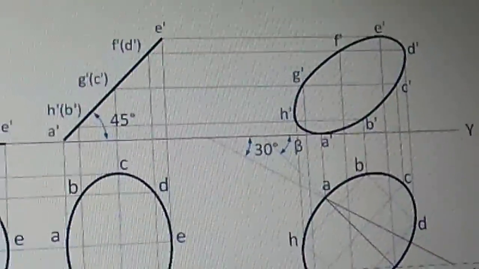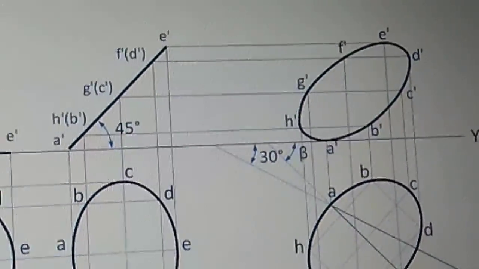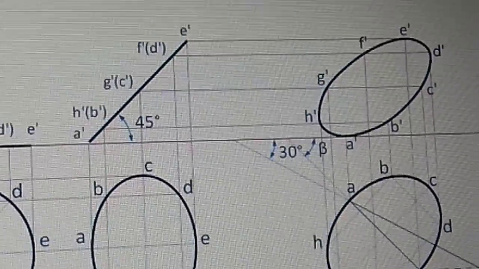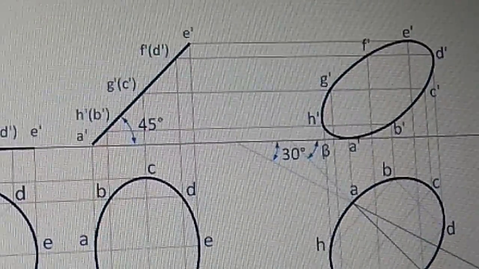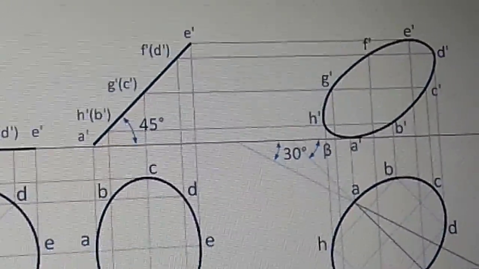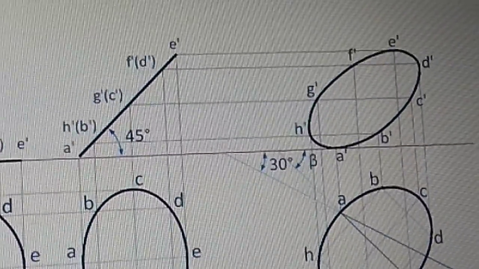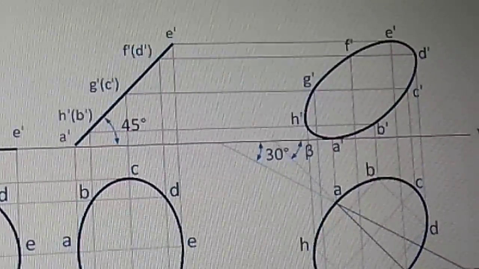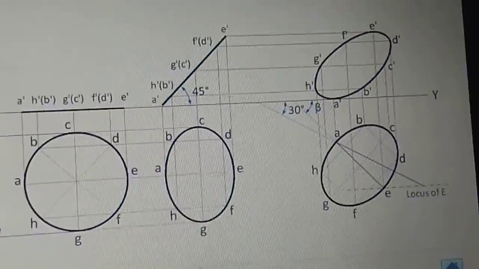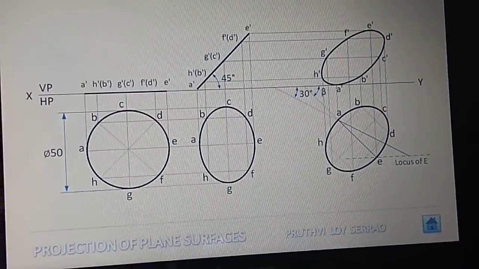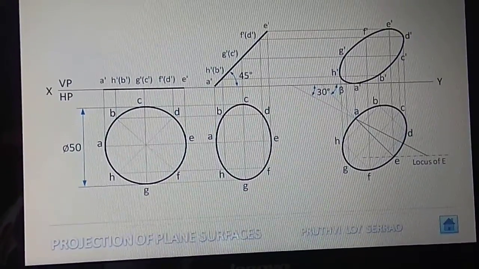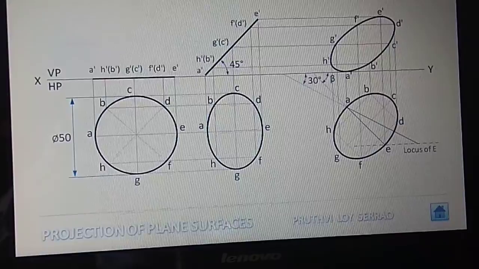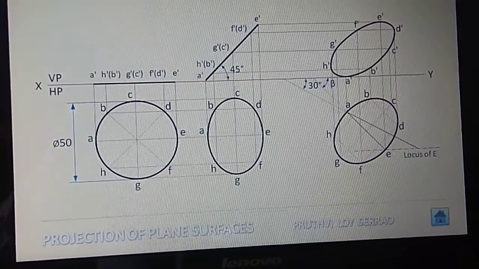So likewise we are going to draw the third position front view, where the circular lamina is tilted at an angle of 45 degrees to VP. So in the third position, front view, how it appears, we get exactly that. So likewise we are going to draw the projection of the circular lamina, one of whose diameters is inclined at an angle of 30 degrees to VP.